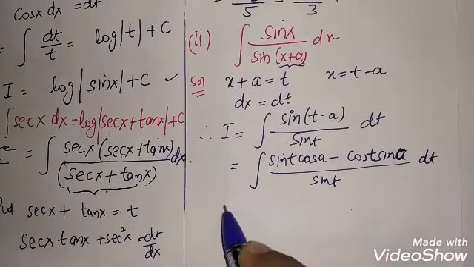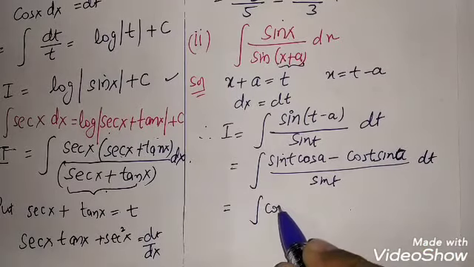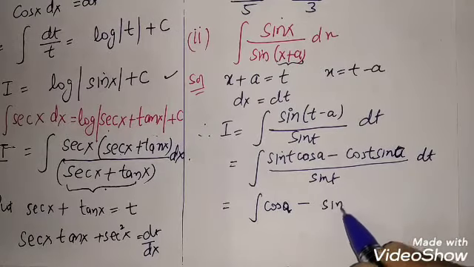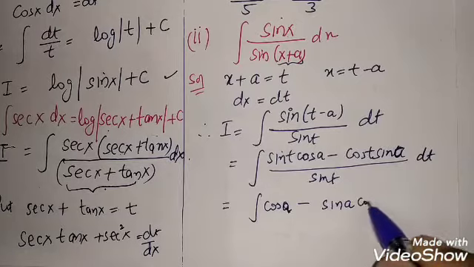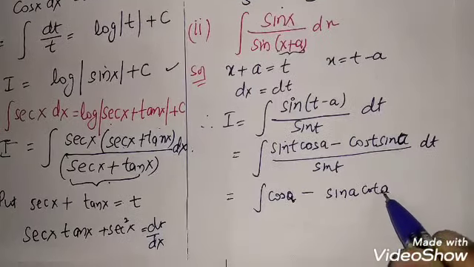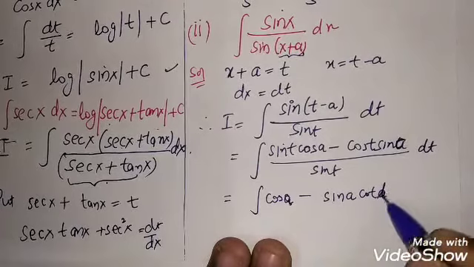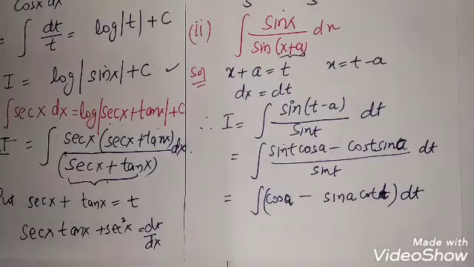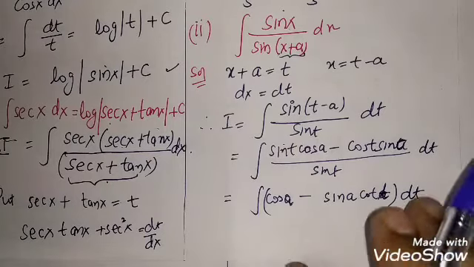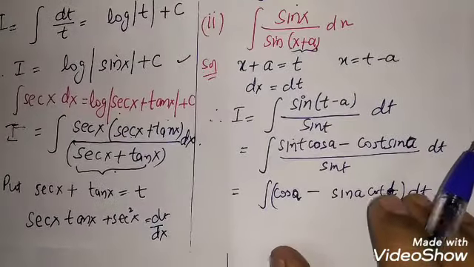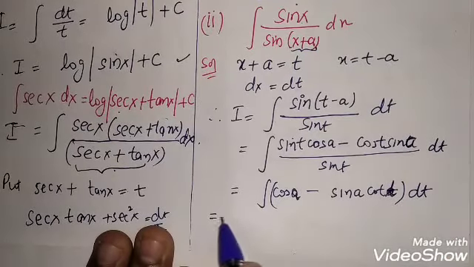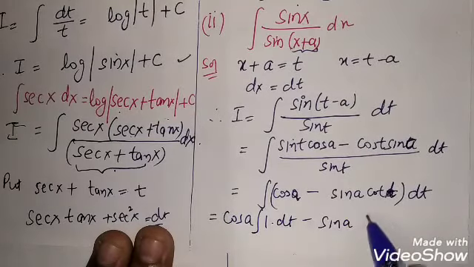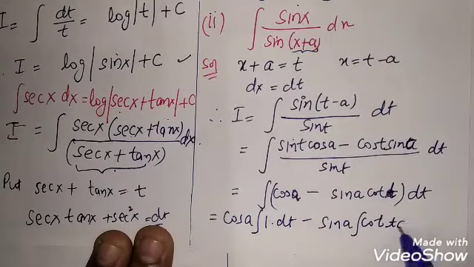So separate these two. On separating we are getting cos a minus sine a times cos t upon sine t, which is cot t, not cot a. This is cot t dt. See, cos a is constant, so I can take it outside. This seems to be cos a integration of 1 dt minus sine a outside cot t dt.